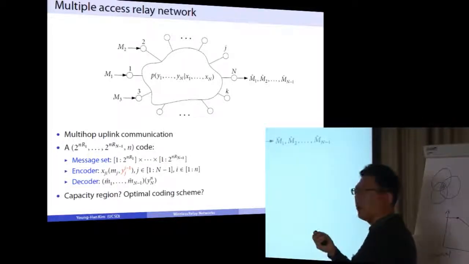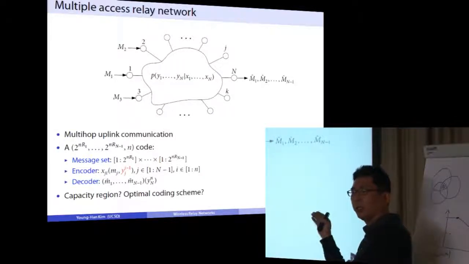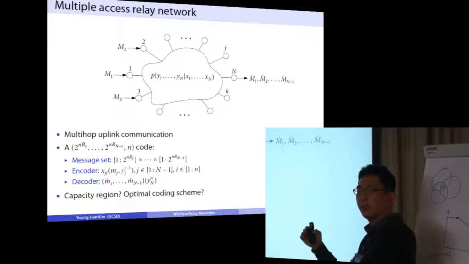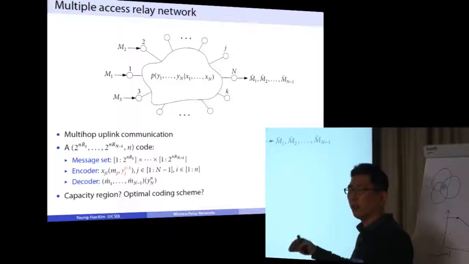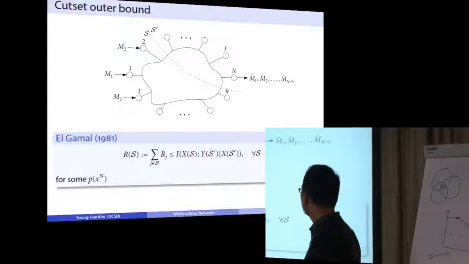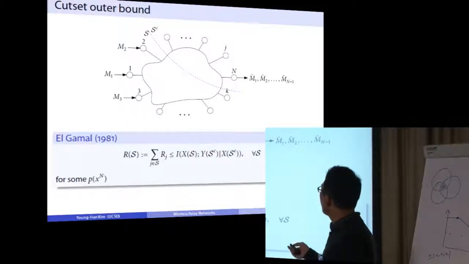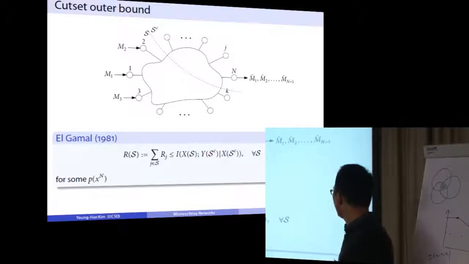And of course, we are interested in finding the capacity region or having some close approximation of it. And we would also like to find, more importantly, the coding scheme that achieves the capacity region or a decent approximation. And the benchmark we are going to use is the cut-set bound, going back to El Gamal in 81.